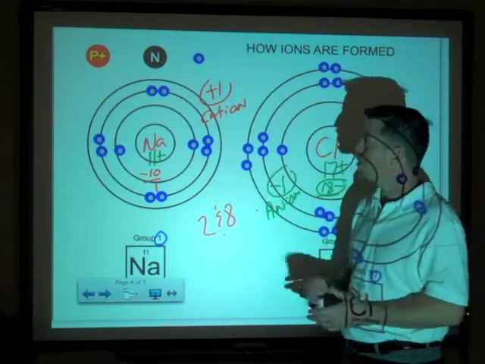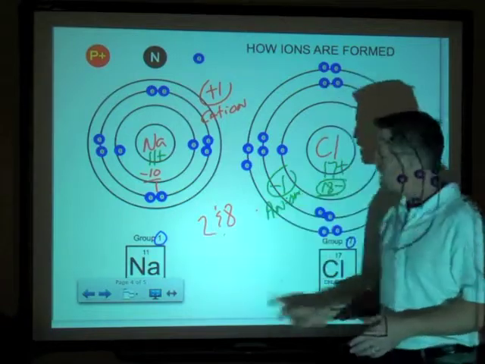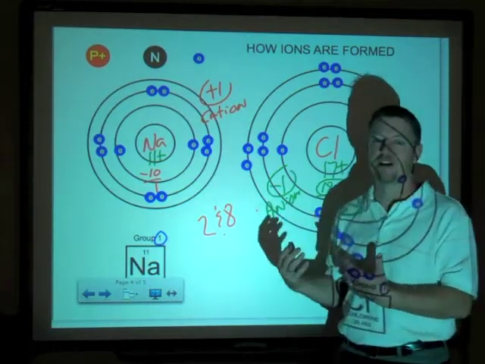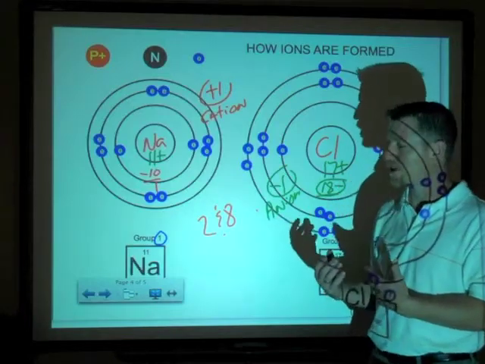Okay? So group 1 atoms love to bind up with group 17, because when they do that, then they become ionic bonds that share their electrons or give them away.